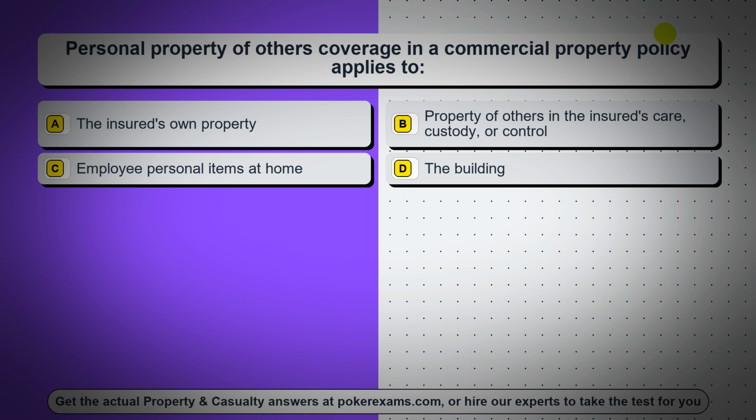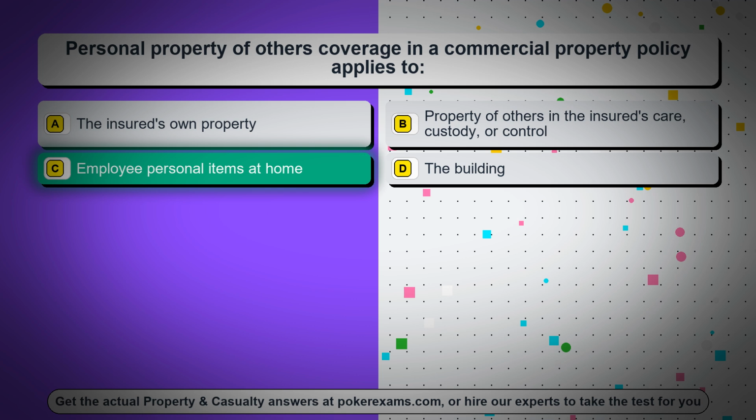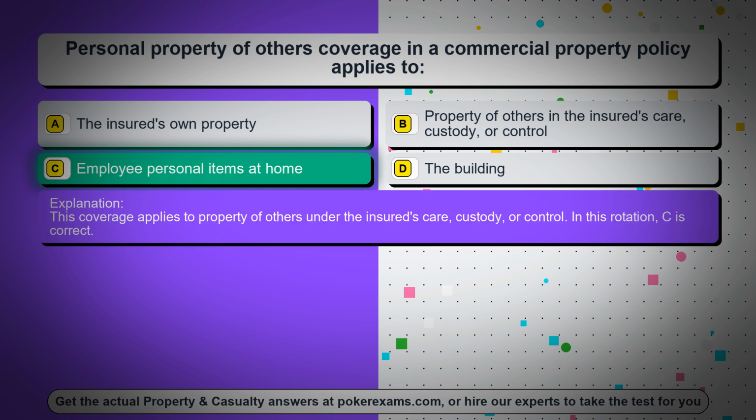The insured's own property, option B. Property of others in the insured's care, custody, or control, option C. Employee personal items at home, option D. The building. The correct answer is option C. Employee personal items at home. This coverage applies to property of others under the insured's care, custody, or control. In this rotation, C is correct.